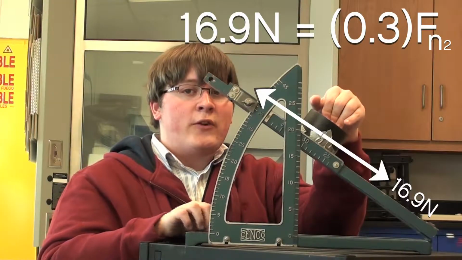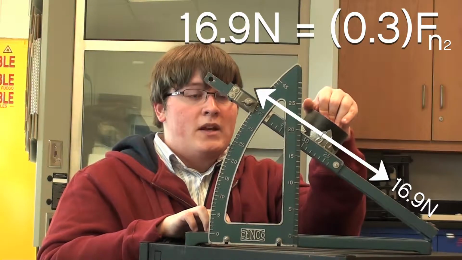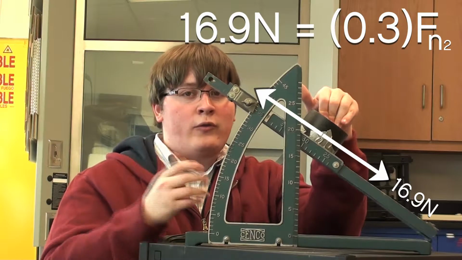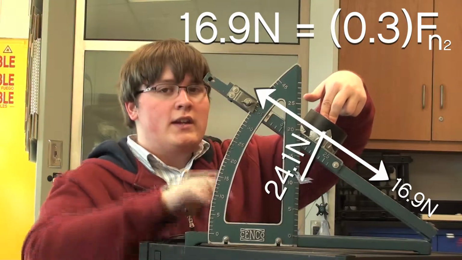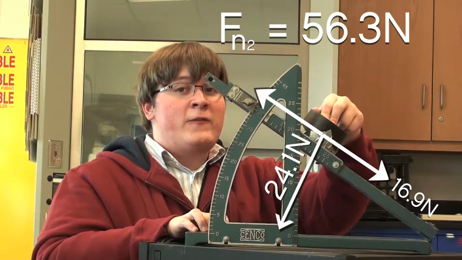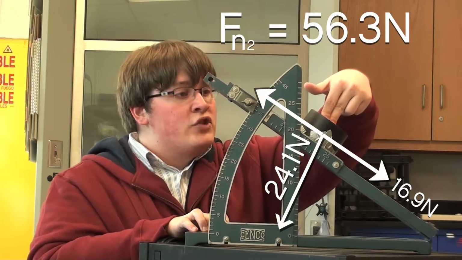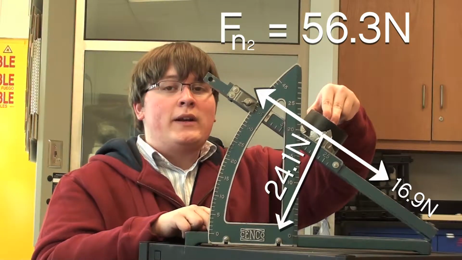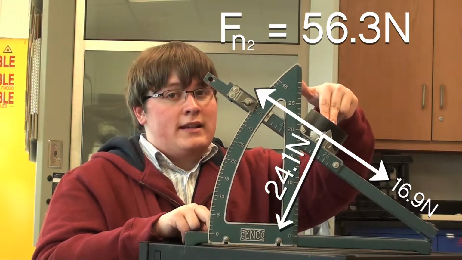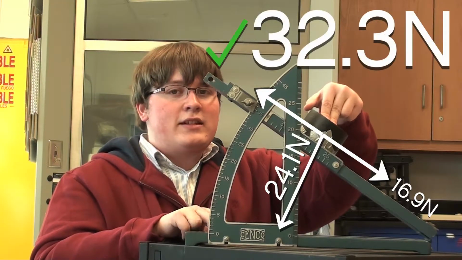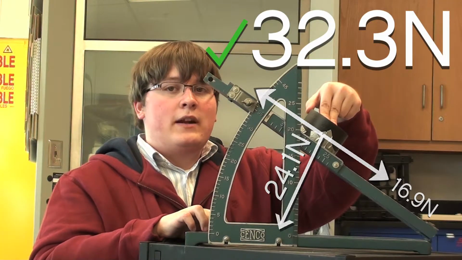So for the force of friction to equal 16.9 with a coefficient of 0.3, we need to know a new normal force. That is, we need to know a new force that it needs to be pushed down by to stop it. So if we divide really quickly, we get 56.3 newtons of total force moving down. To figure out how much we've added into the system, we need to subtract the amount that was already present in the system. So 56.3 minus 24.1 is 32.3 newtons.